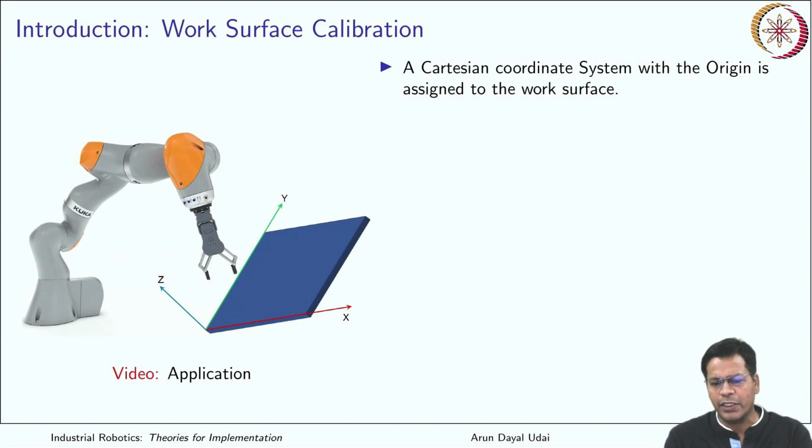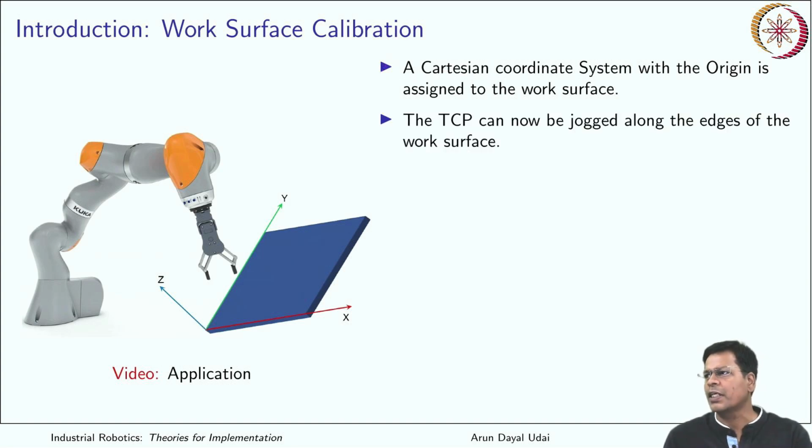We'll try to assign a coordinate system. Let us say it is attached at the corner of this table, you can have an array of objects kept on this work surface, and each one of them is referred with respect to the origin which is placed here. So you need to place an origin with respect to the robot base. That is our job in today's class, and there are different techniques to do it that we'll be following. And the TCP can now be jogged. You can jog the TCP along the axes of this work surface. If I say move along X of the work table, your robot goes like this. You can make it move like this. Got it?